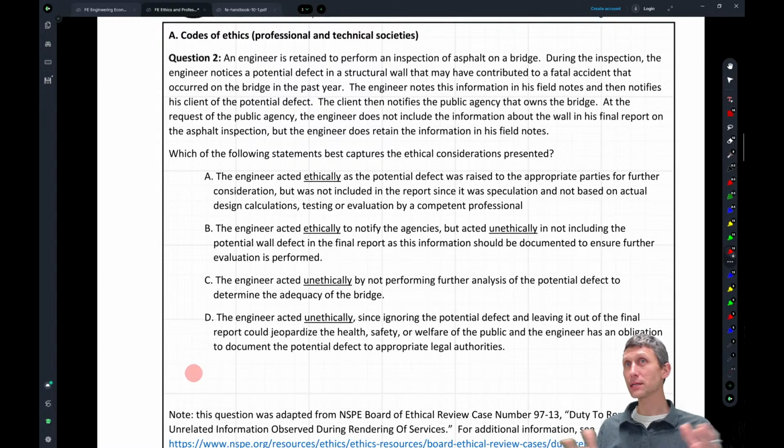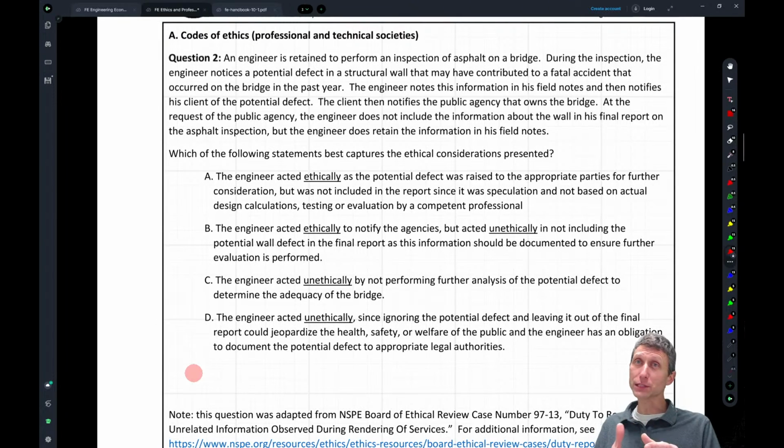So, which of the following statements best captures the ethical consideration presented? And this is one of those things where you have to look at the nuances. Response A says the engineer acted ethically as the defect was raised. So, hey, I'm seeing this, I'm wondering about it. I didn't do a full analysis of it. I'm here for an asphalt inspection, but you might want to look at this. So they raised it to the parties for further consideration, but it was not included in the report since it was speculation. It was not based on actual design calculations, testing, or evaluation by a competent professional.